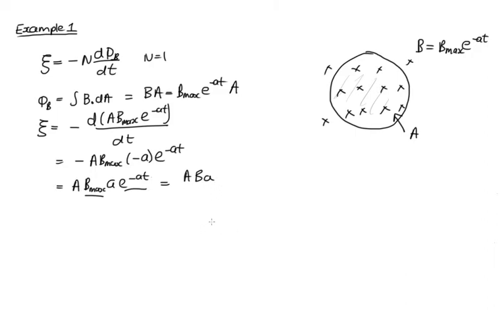Okay, and now as t goes to infinity, we're going to have that B goes to 0 because e to the minus infinity is going to go to 0. And so the induced EMF is also going to go to 0 as time goes on. Okay, so example 2.